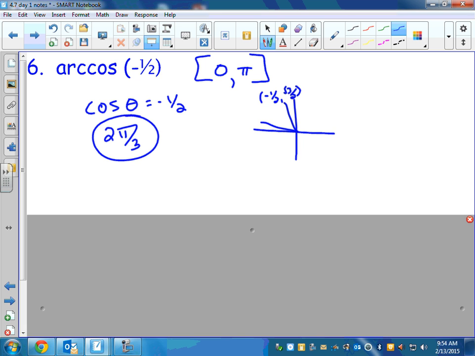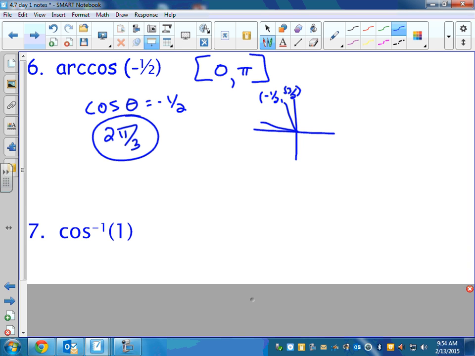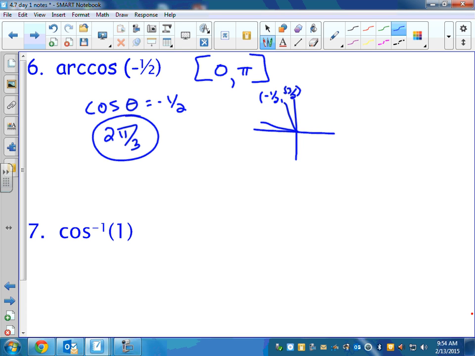And you're always going to give your answers in radians, because if you're restricted between 0 and pi, that's telling you you're in radians. It doesn't say 0 and 180 degrees. Because radians are what we use. Radians are real numbers.